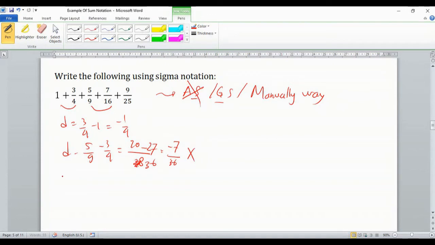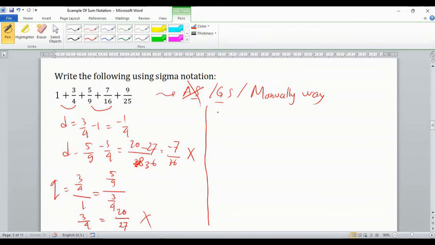How about geometric? You need to find the ratio. The ratio 3 over 4 over 1. Is it equal to 5 over 9 over 3 over 4? This one is 3 over 4, and this one equals 20 over 27. Okay, so this is not a geometric sequence. So you can use the manual way.